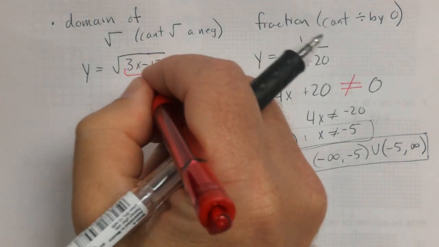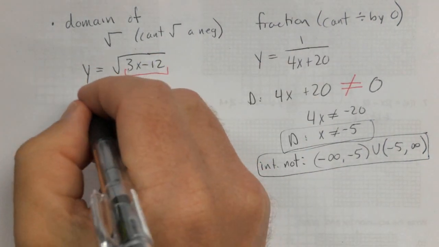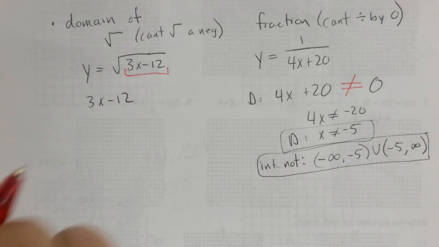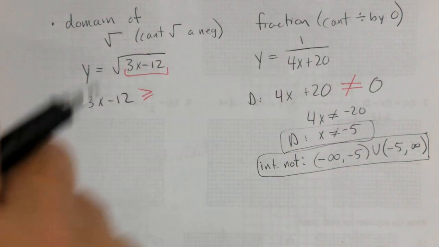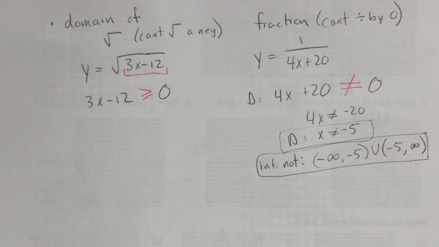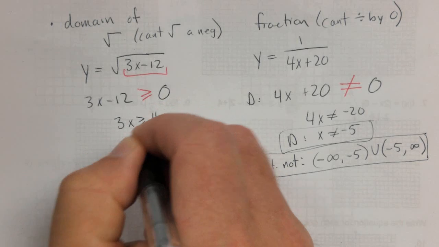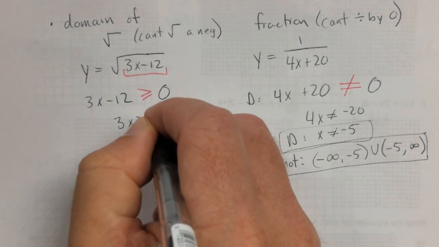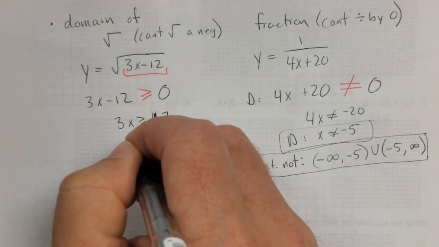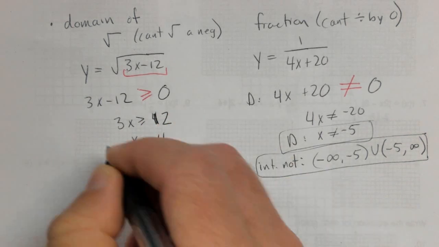So that means whatever's in there, 3x minus 12, has to be greater than or equal to 0. So 3x has to be greater than or equal to 4, or excuse me, too many steps at once there. 3x greater than or equal to 12, x greater than or equal to 4.